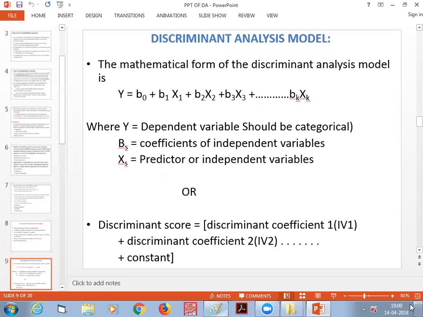So the general model of the discriminant is the same thing as regression only. Y is equal to B0 plus B1 x1 plus B2 x2, etc. So there are k independent variables, and only one dependent variable y. Y should be what? A categorical variable. That is an important thing. X are the independent variables. Or you can also write the discriminant function this way: discriminant coefficient 1 into IV, meaning independent variable 1, plus discriminant coefficient 2 into independent variable 2, etc. You can write it in a different way, but most commonly it is used as B0, B1 x1, B2 x2, etc., the usual regression-like discriminant model function.